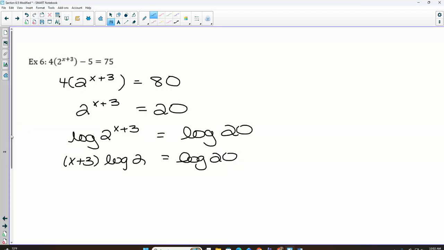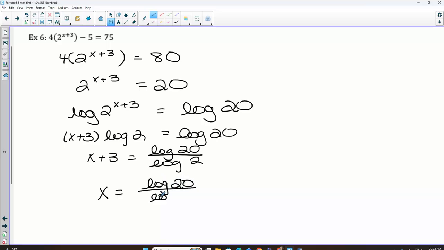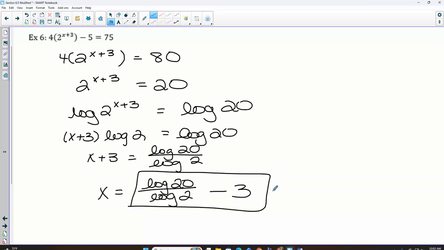So then what would we need to do? Divide by log 2. And then final step to get x by itself. It can't change my log, so it's just log 20 divided by log 2 with a minus 3 on the end. That's the exact answer. All right, get your decimal approximation.